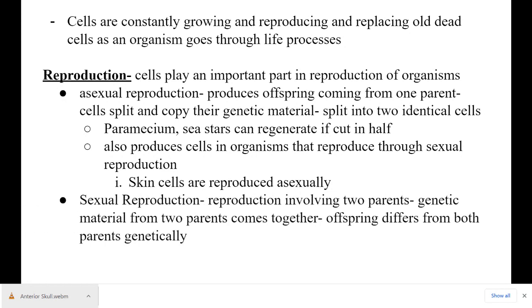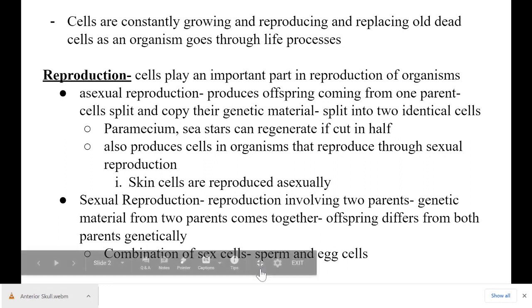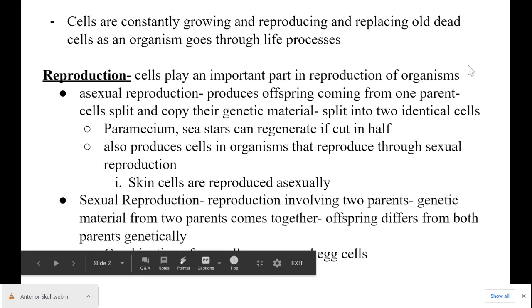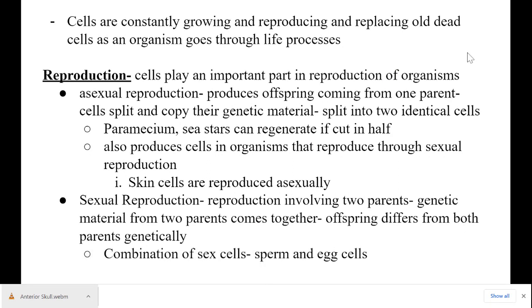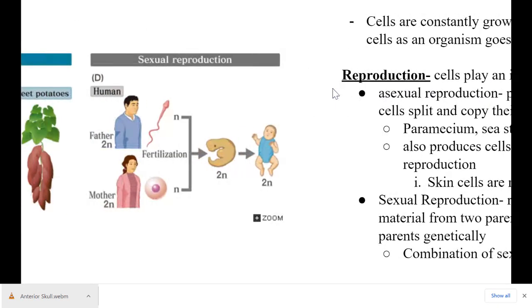The other type is called sexual reproduction. This is reproduction involving two parents. If I have one cell coming from mom and a cell coming from dad, and they come together, that's called fertilization. And then this allows a new organism to be created. Sexual reproduction is a combination of a sperm cell and an egg cell. Let me move this stuff out of the way. What do I do here? Combination of sperm cell and egg cell.